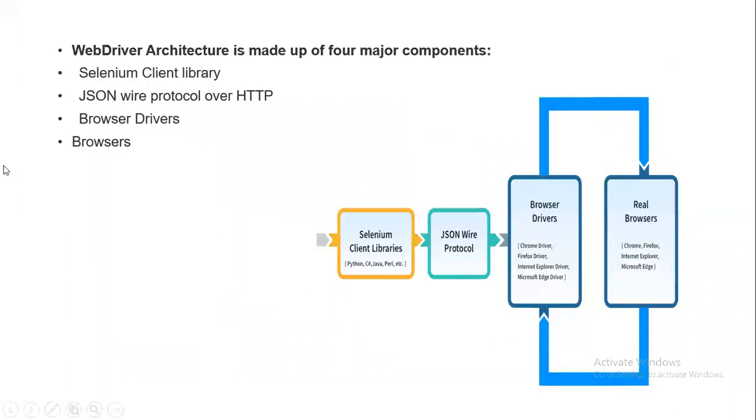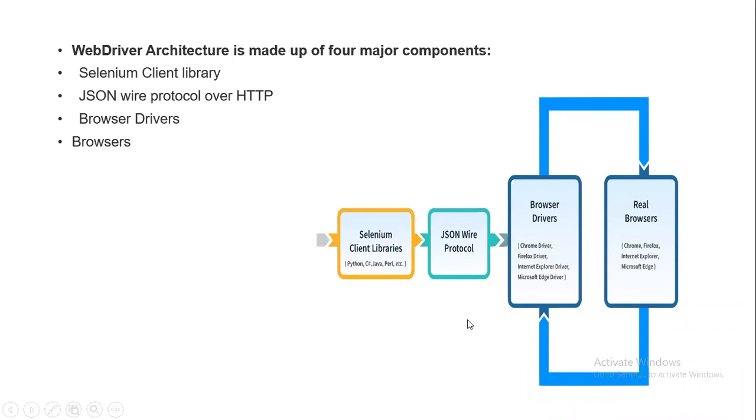Now the same thing we are going to see. Mainly we have four parts in this. The first is the Selenium client libraries, the second is the JSON Wire Protocol over HTTP, then the browser drivers, and then the browsers, the same as we have seen. With the client libraries, initially we take whatever language you are writing in. It is converted, and then given to the browser driver specific to the browser we are using.